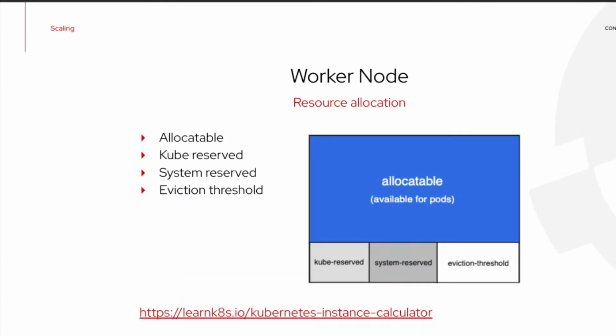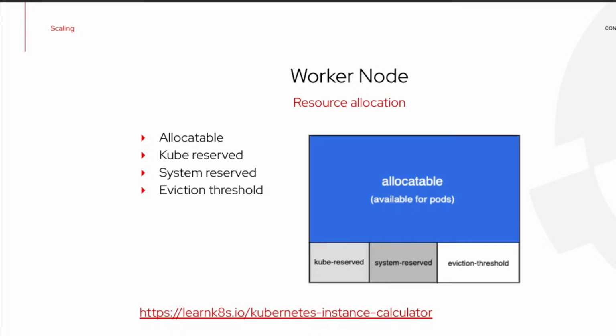The second concept is the resource allocation in the worker node. In Kubernetes, worker node memory and CPU are divided into 4 categories: allocatable, kube reserved, system reserved, and eviction threshold. What is allocatable? Actually, allocatable is the resources available to your pods. Kube reserved is the resources necessary to run Kubernetes agents such as the kubelet, the container runtime, etc. The system reserved, as its name says, is the resources needed to run the operating system and system daemons. And last, eviction threshold.